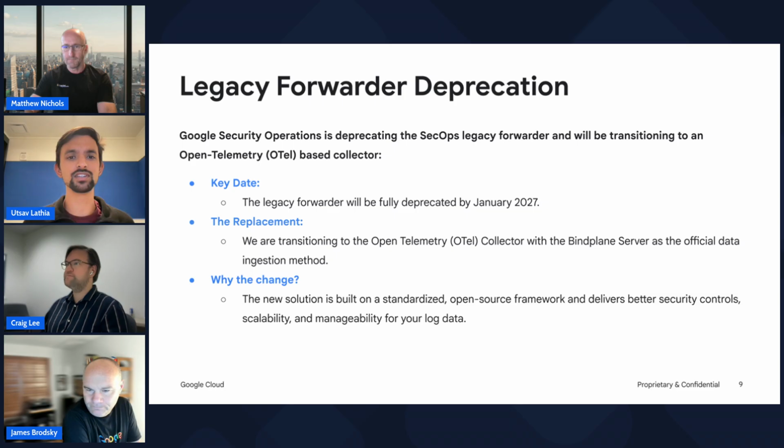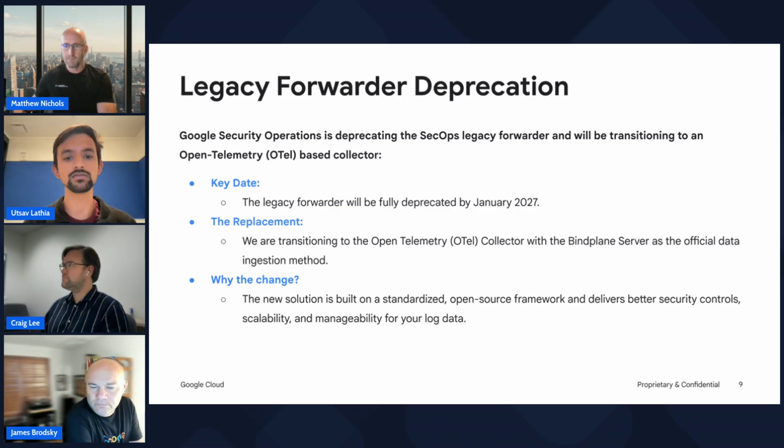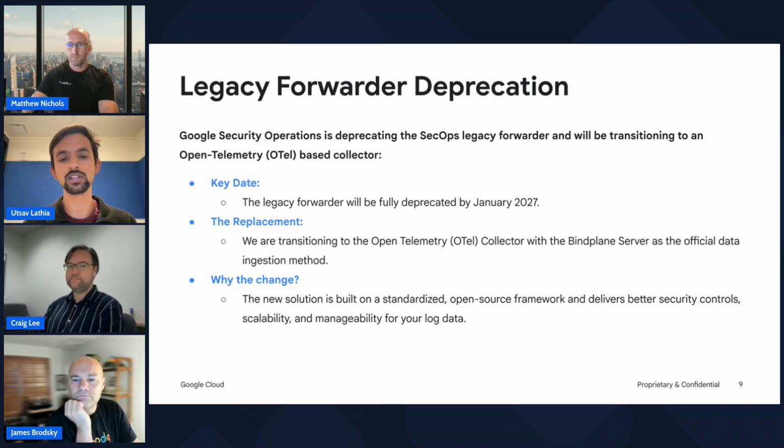So let's talk through the legacy forwarder deprecation. We'll go through all of the important dates at the end of this, but the key date to keep in mind is January 2027, so a little bit more than a year from now, when we will be considering the legacy forwarder to be deprecated. So you have a little over a year to transition. We gave a lot of time because we know a lot of customers have a lot of inbuilt forwarder use cases. And we've also set up a really good way to move over to the OpenTelemetry collector.